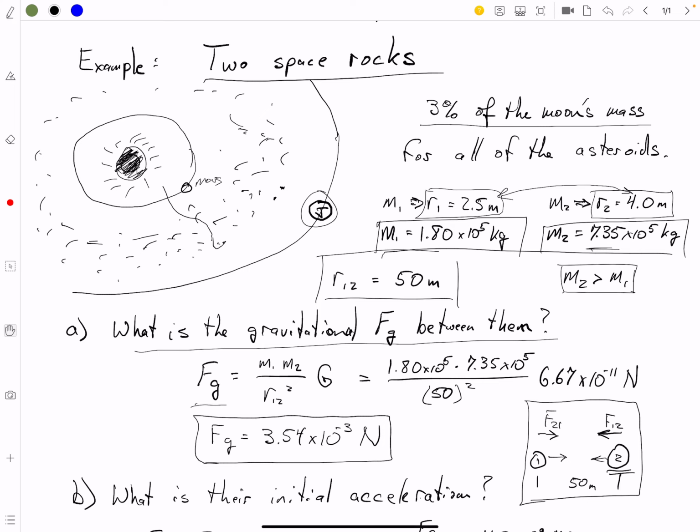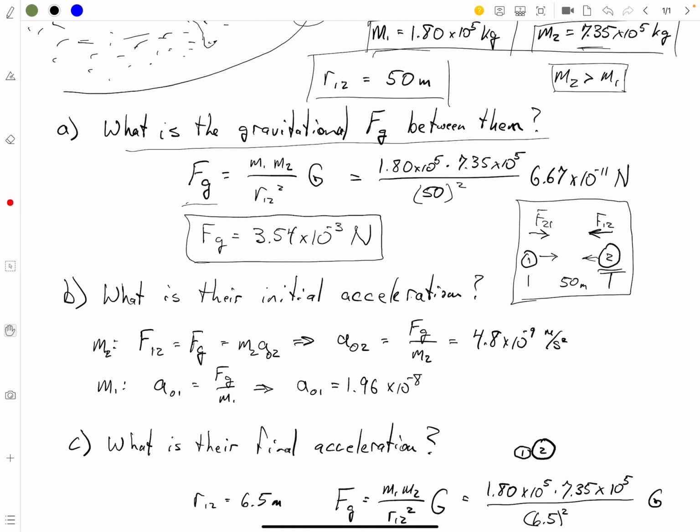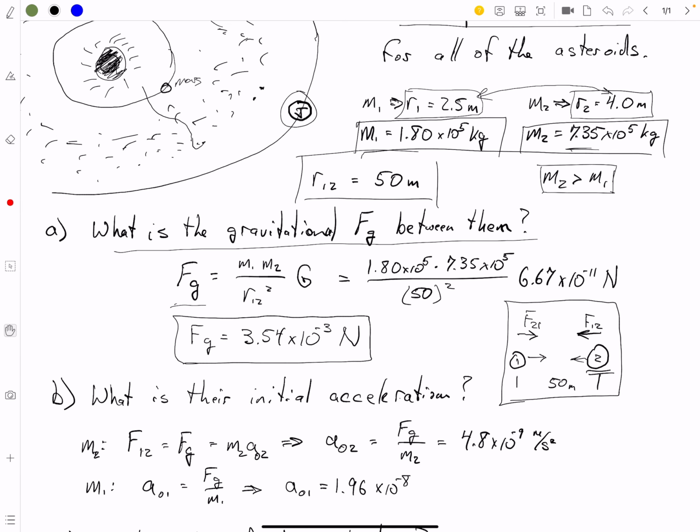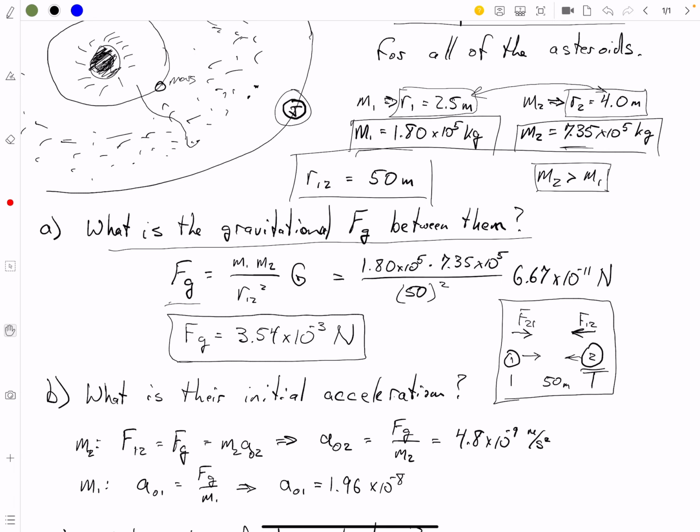All right. Well, that's great. What is their initial acceleration? Well, this guy being more massive over here, number 2, is not going to want to move as quickly as the first one. It's less massive. So the force is the same between them.